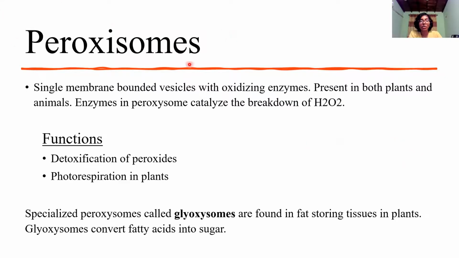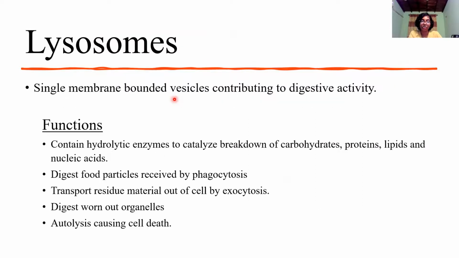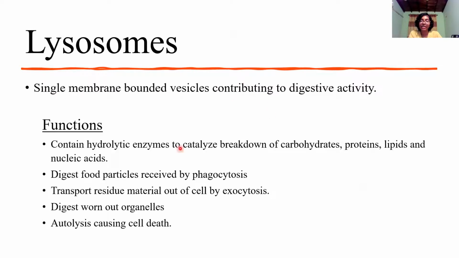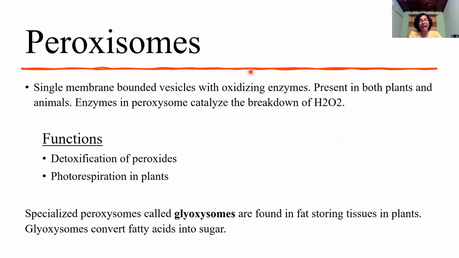Peroxisomes. These are also single membrane bounded vesicles. Lysosomes are also single membrane bounded vesicles. These are also vesicles with oxidizing enzymes. Lysosomes have digestive enzymes, while these have oxidizing enzymes. They are present in both plants and animals. They catalyze the breakdown of H2O2. These enzymes can break down H2O2, hydrogen peroxide, which is also a peroxide. So detoxification of peroxides is a main function.